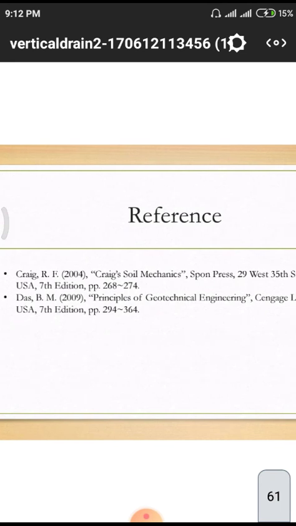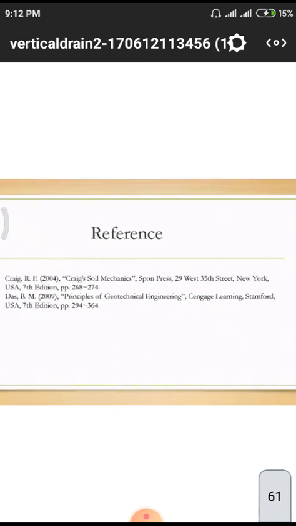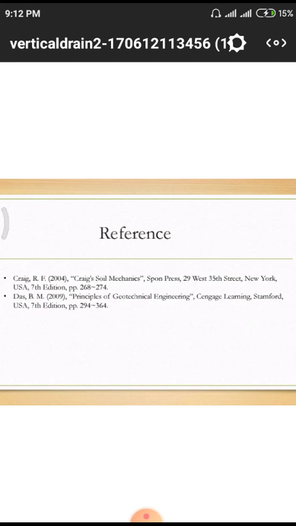These are the references. Whenever you have some doubts, you need to refer to these textbooks, and you have to collect some more knowledge on these vertical drains.